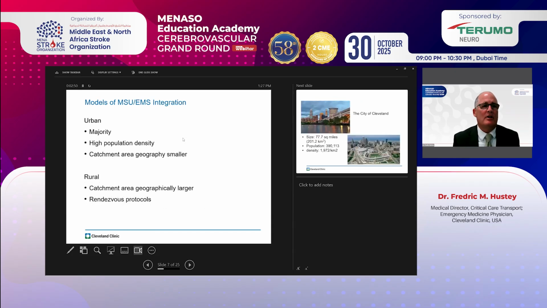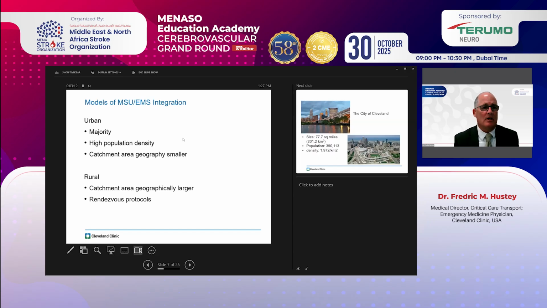And then, as Dr. Hussein briefly touched on, most models are urban models because of the high population density. You get more bang for your buck. The catchment area for geography is significantly smaller, and so it doesn't take as much time to go out and meet the EMS agency wherever they're at and bring the patient back to the hospital. And the drive times are not quite as challenging.